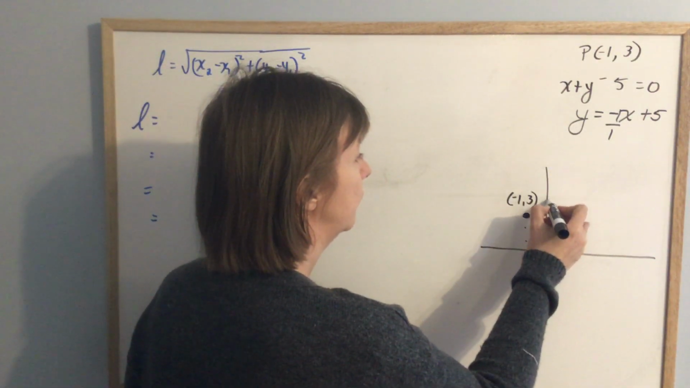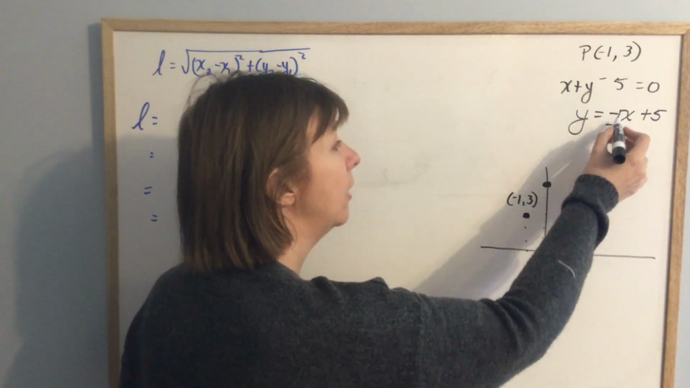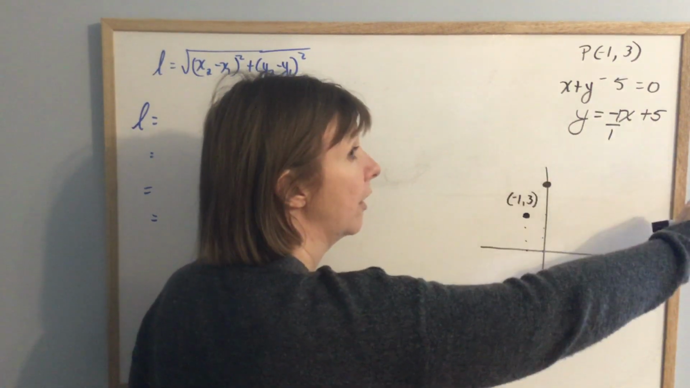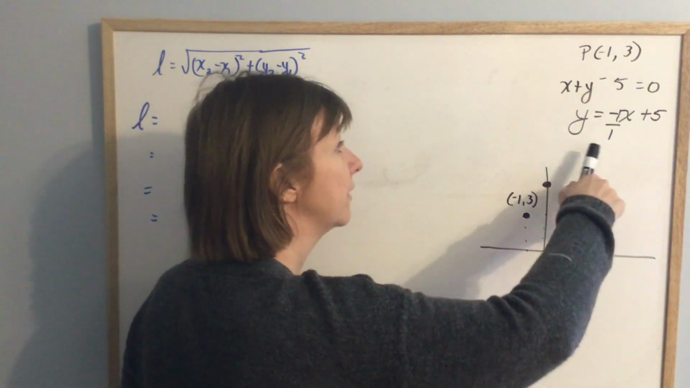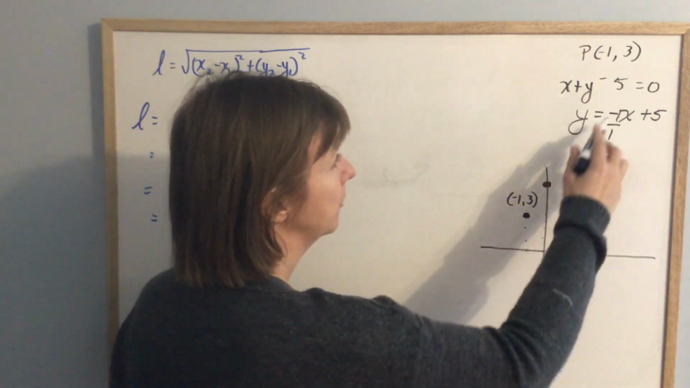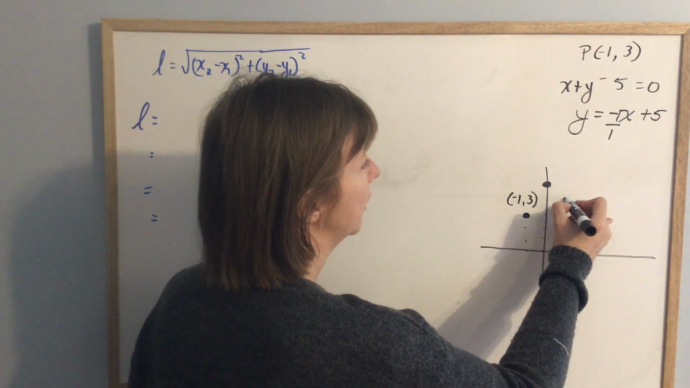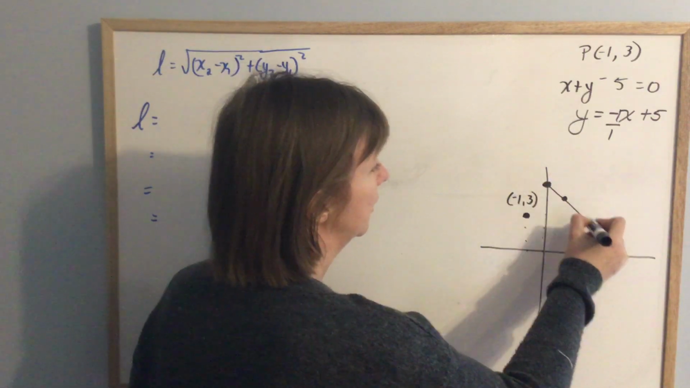1, 2, 3, 4, 5. And my slope is down 1 and across 1. I always go to the right, but depending on what the sign is, I either go up or down. Because it's negative, I'm going to go down 1 and across 1. So here is my line.